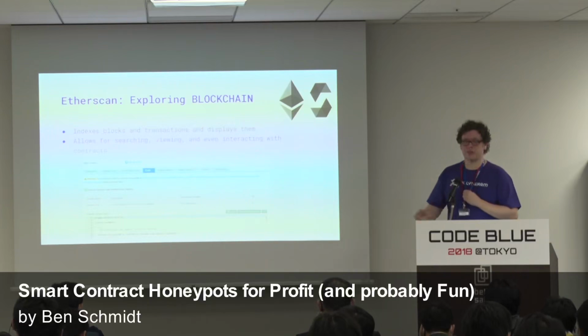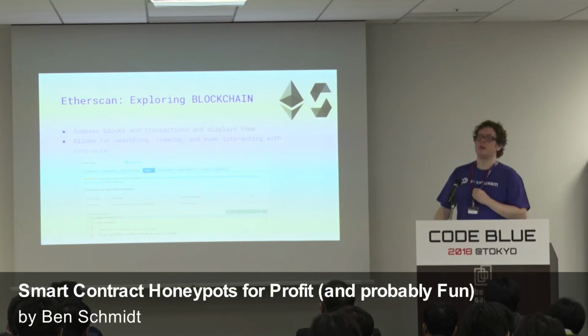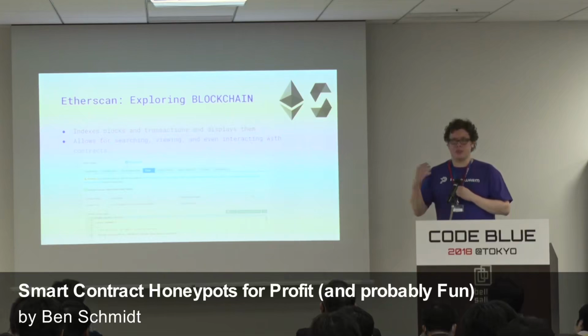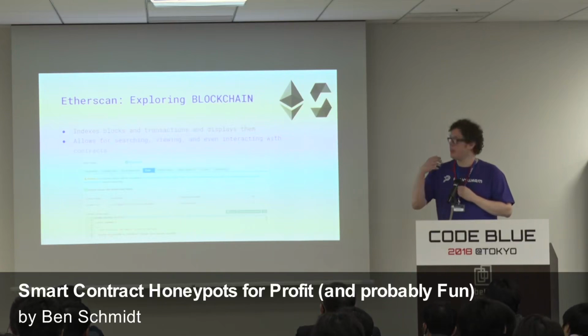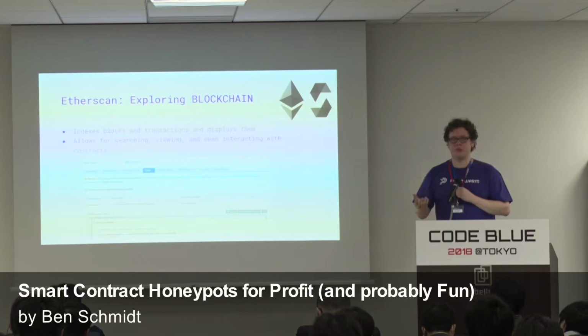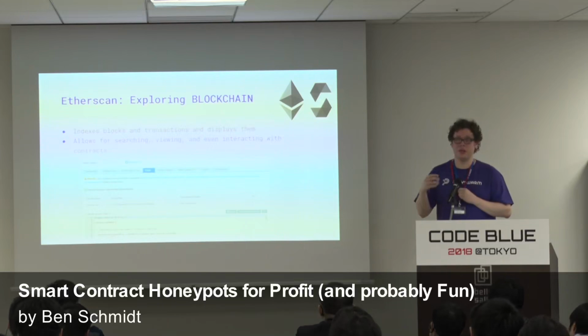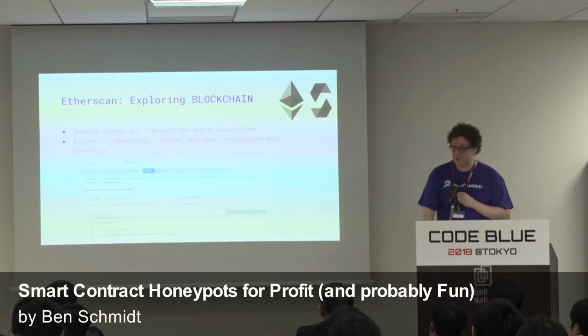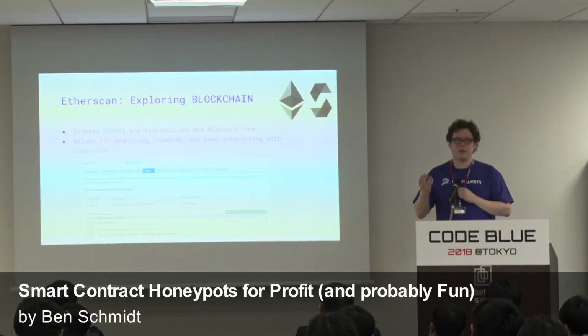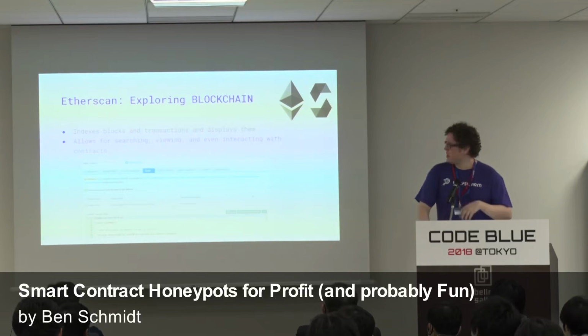One of the other features that they have, and this is relevant to a lot of the honeypots we're going to look at today, is their verified code feature. Now, what Etherscan lets you do is upload the source code to a given contract, and it will compile it using the Solc compiler, which is what you use to compile Solidity contracts. And it will verify that the bytecode exactly matches the result of compiling the source code that you uploaded.